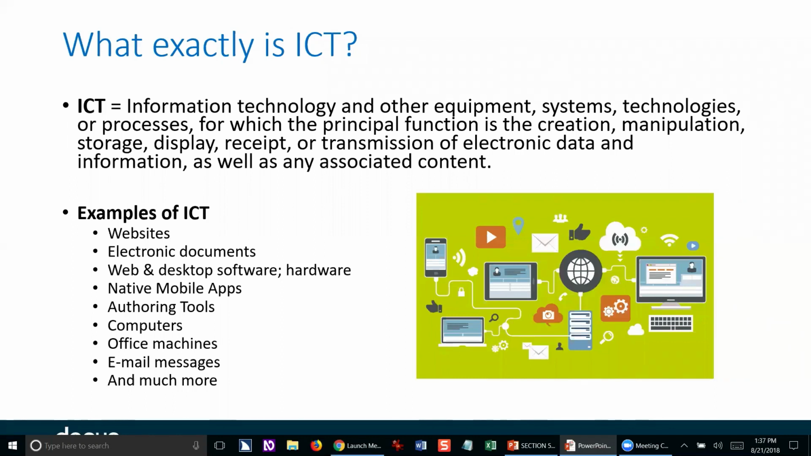Now, just to break it down a bit, the major categories are hardware, software, and electronic content. And all of these include both web-based and non-web-based technologies, and they do also include mobile technology and authoring tools. So you have things like websites, electronic documents, native mobile apps, computers, kiosks, and many others. This is just a very short list here to help illustrate.